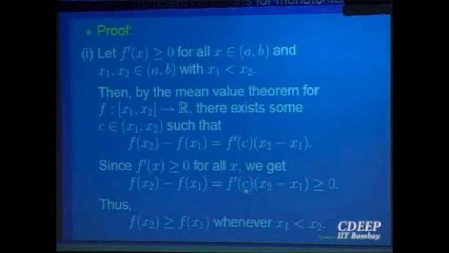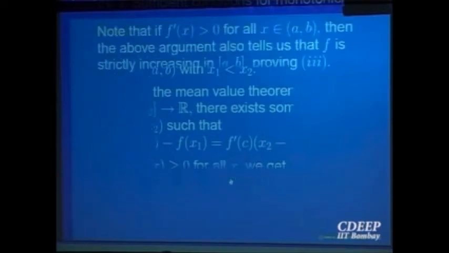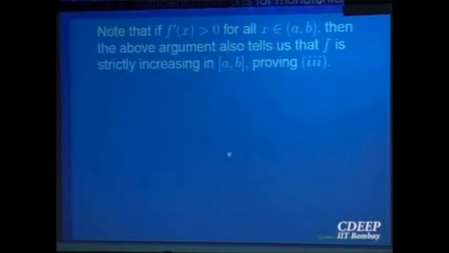Supposing the derivative, here we are saying f prime of c is bigger than or equal to 0. But supposing we know that f prime of c is strictly bigger than 0, then what you will get? You will get f of x2 will be strictly bigger than f of x1. So that same thing also proves that if f prime is strictly bigger than 0 in the interval a to b, then the function is strictly increasing. Okay, so both things were the same. So it is strictly increasing.